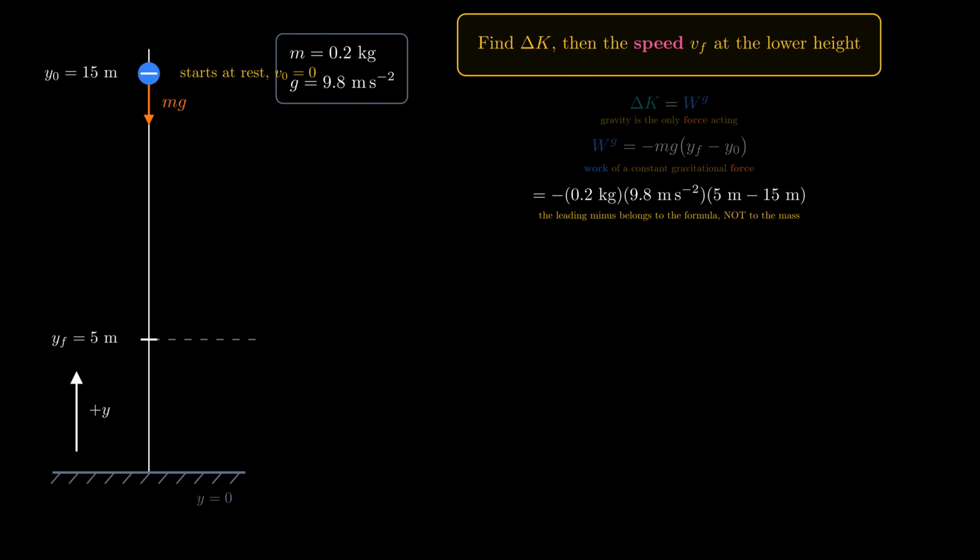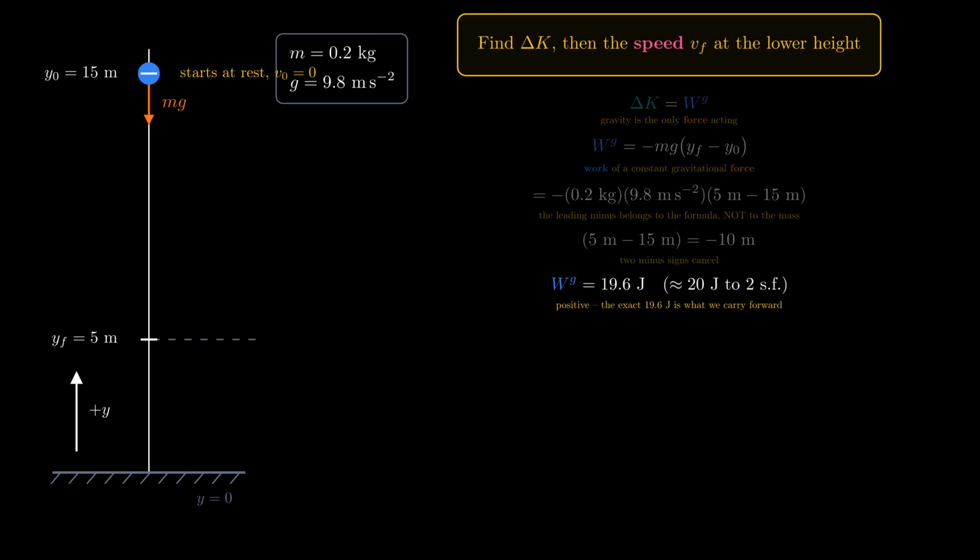Substitute the numbers: minus 0.2 kilograms times 9.8 meters per second squared times 5 meters minus 15 meters. The height change is negative 10 meters. The two minus signs cancel. The work is positive 19.6 joules, about 20 joules to two significant figures. The sign checks out physically. Gravity points down, the ball moves down, so gravity feeds the ball energy.